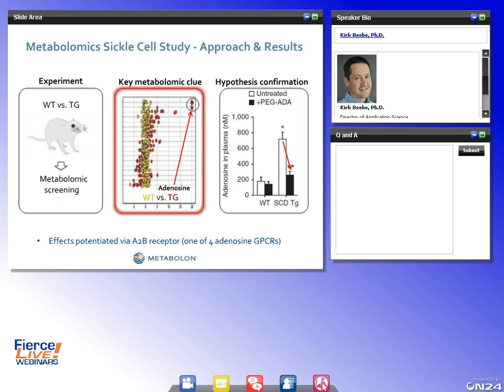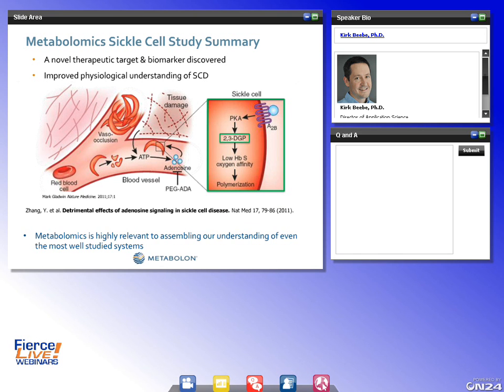And what they're able to show over in the far right is that when you treat the animals with a drug that can clear adenosine, in this case PEG-ADA, you can reduce the levels of adenosine in that sickle cell transgenic animal. What was important about that is they could then also examine the disease phenotype. All the details are in the paper, but it cleared the majority of symptoms from that disease model animal. So basically by clearing the levels of adenosine, it cleared up the disease phenotype. The other important thing is they were able to take this clue of high adenosine levels, and the fact that it affected the disease, and find that it actually was potentiated through a single G protein coupled receptor, an adenosine receptor. So from that one study, they were able to find a novel therapeutic target and biomarker and really improve the understanding of the physiology of sickle cell disease.